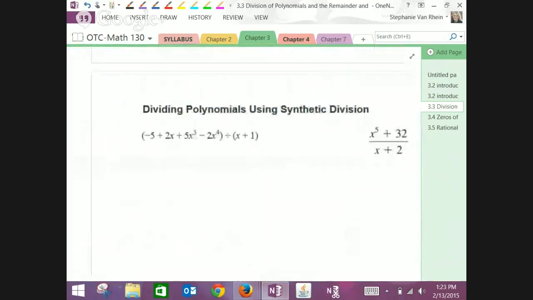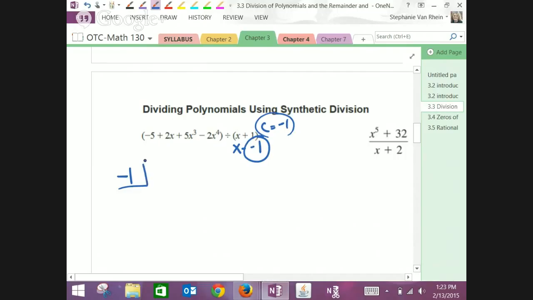So let's look at this example here. So we want to do synthetic division. So this is really x minus minus 1. So our c here is minus 1. So if I do synthetic division, I'm setting this up. My c is minus 1 because I have to be in the form x minus c. So if it's in the form x minus c, then c is minus 1. Because really this is x minus a minus 1. So c is playing the role of minus 1 there.